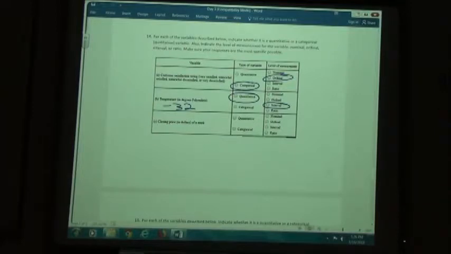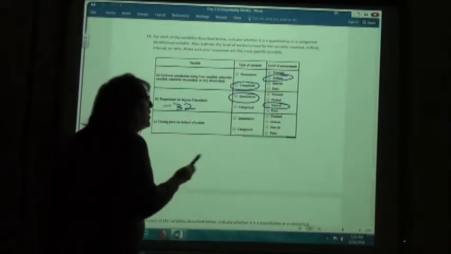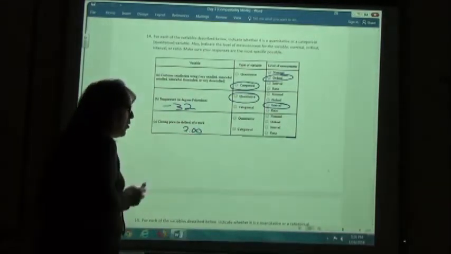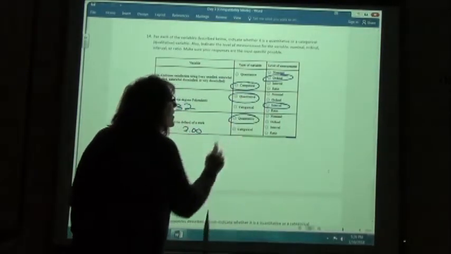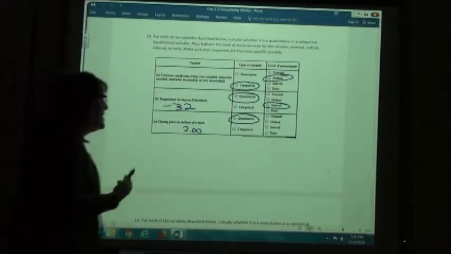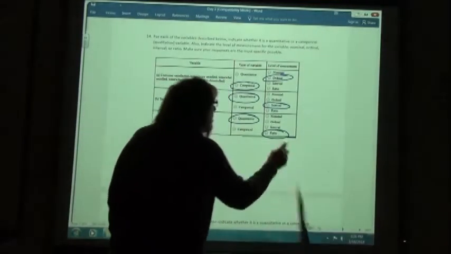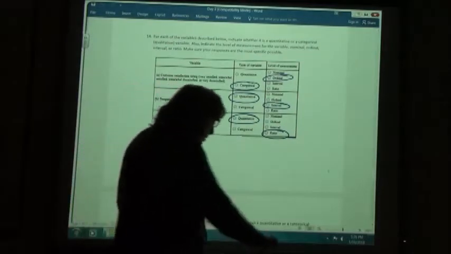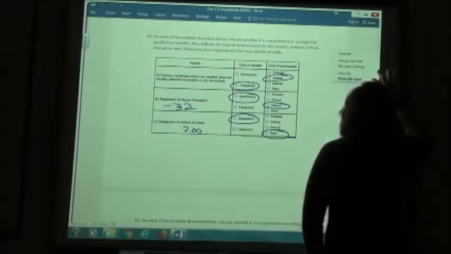Closing price in dollars of stock. Closing price in dollars, again, has to do with money. Is it going to cost me $2 or whatever it is? So it's quantitative. Closing price of stock. Am I going to pay for something with negative $2? No, I'm not. 0 is the lowest it's going to be. So ratio, it does have a meaningful 0. Go ahead, try number 15 then.